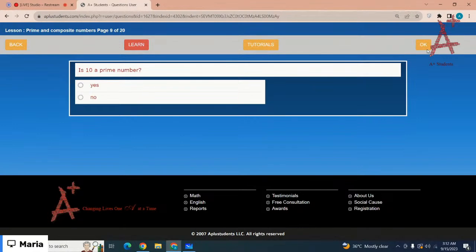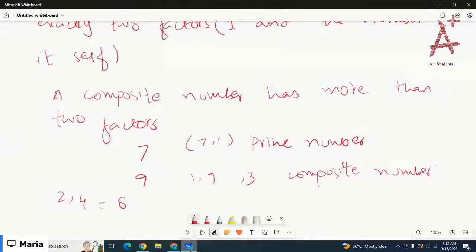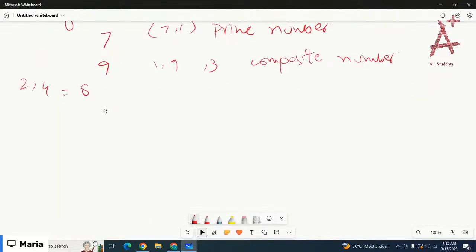What didn't you understand? We're working on prime and composite numbers, right? Prime numbers are the numbers that have only two factors. We are working on whether 10 is a prime number. Let's look at the factors of 10. Factors means which two numbers when multiplied make 10. 1 times 10 makes 10 and 2 times 5 makes 10, right?